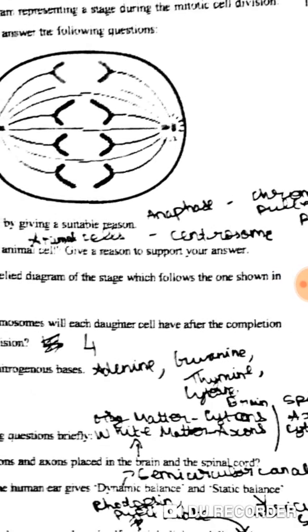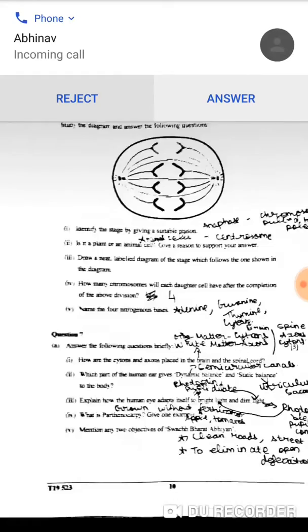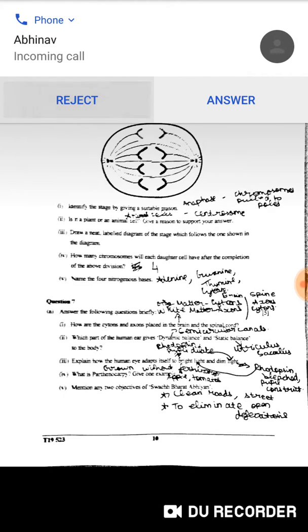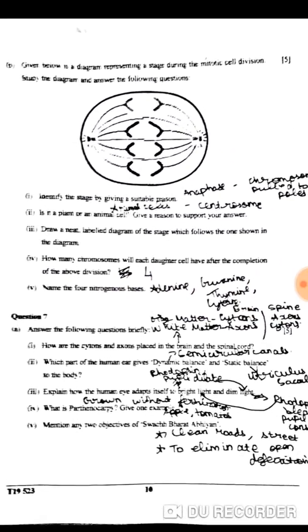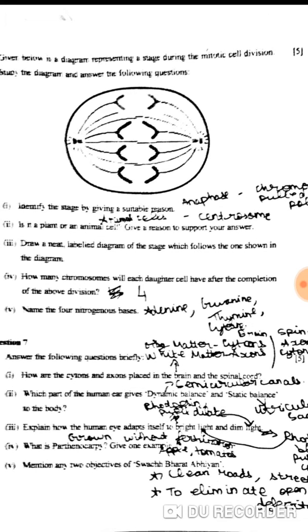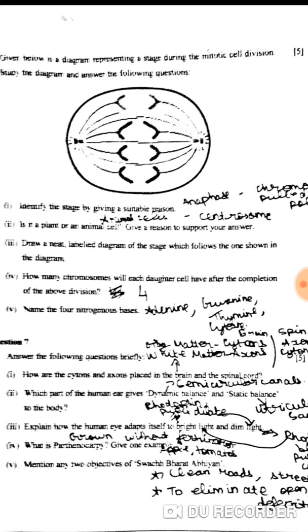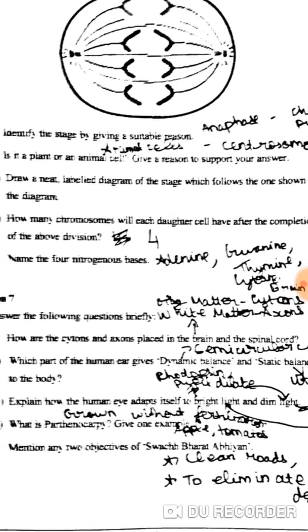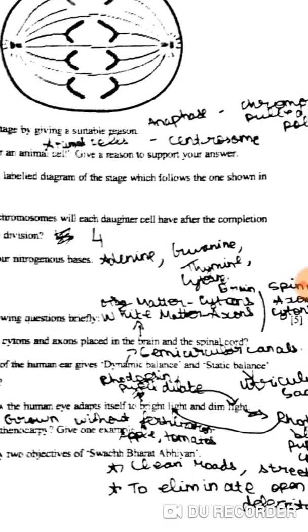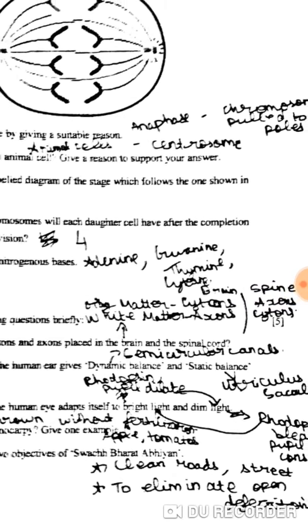Now here is the diagram of the stage which follows this stage. How many chromosomes will each daughter cell have after the completion of the above division? The answer is 4. Name the 4 nitrogenous bases. Nitrogenous bases are adenine, guanine, thymine, and cytosine.